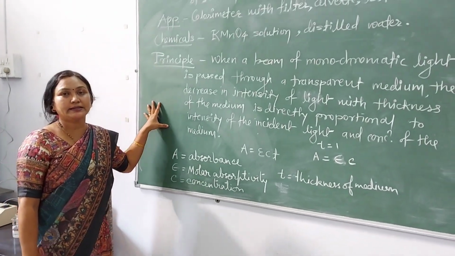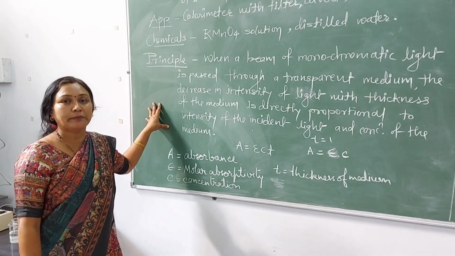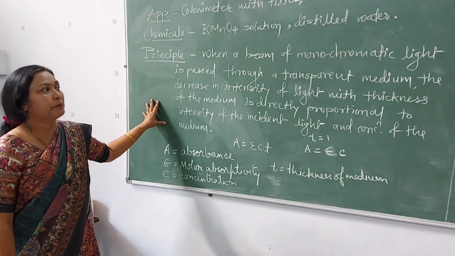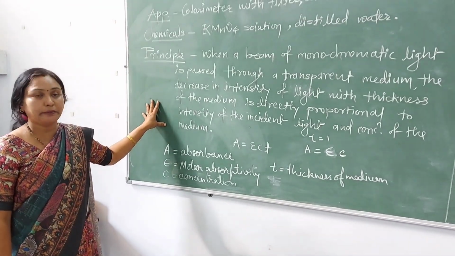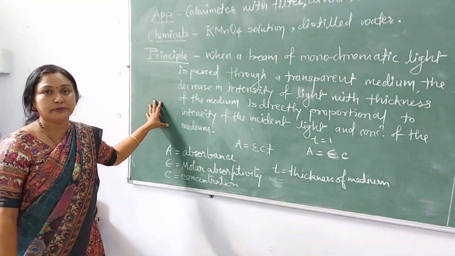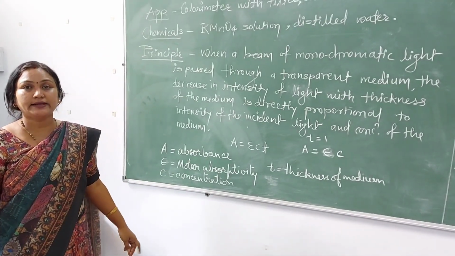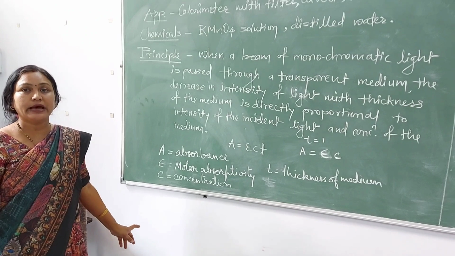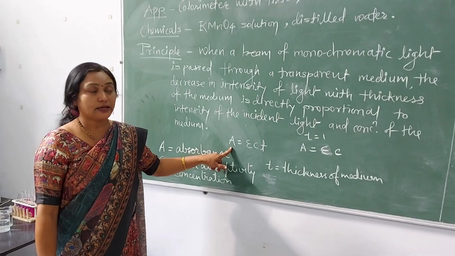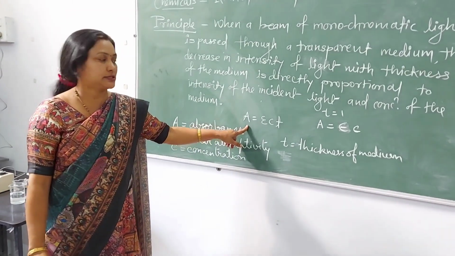The principle behind this experiment, as you have already studied in photochemistry, is the Lambert-Beer's law, which states that when a beam of monochromatic light is passed through a transparent medium, the decrease in intensity of light with thickness of the medium is directly proportional to the intensity of the incident light, the concentration of the medium and the thickness of the medium. So that is A = εCt. This is the mathematical form of Beer-Lambert's law.